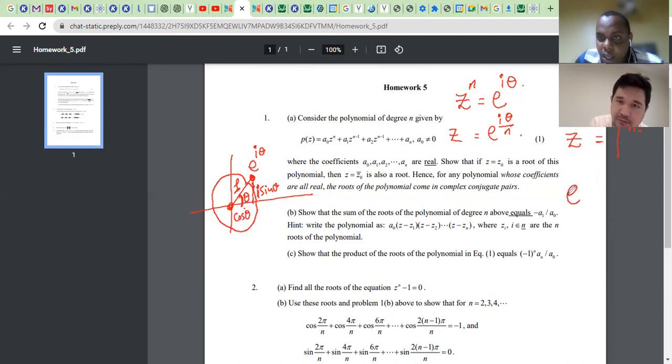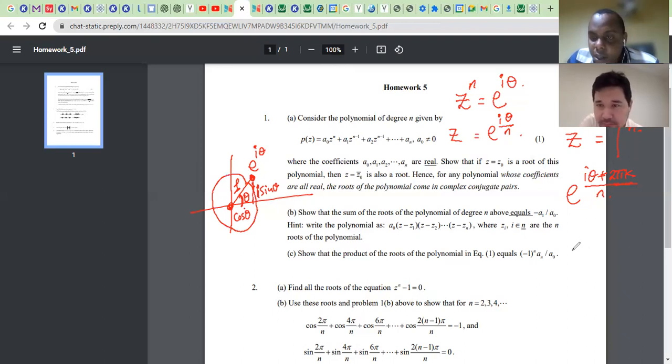Yes. e^(i(θ + 2π)/n), over n. Right? Which we can call 2πk over n. So the roots are going to be e^(i(θ + 2πk)/n), and we have to insist that k is less or equal to n.